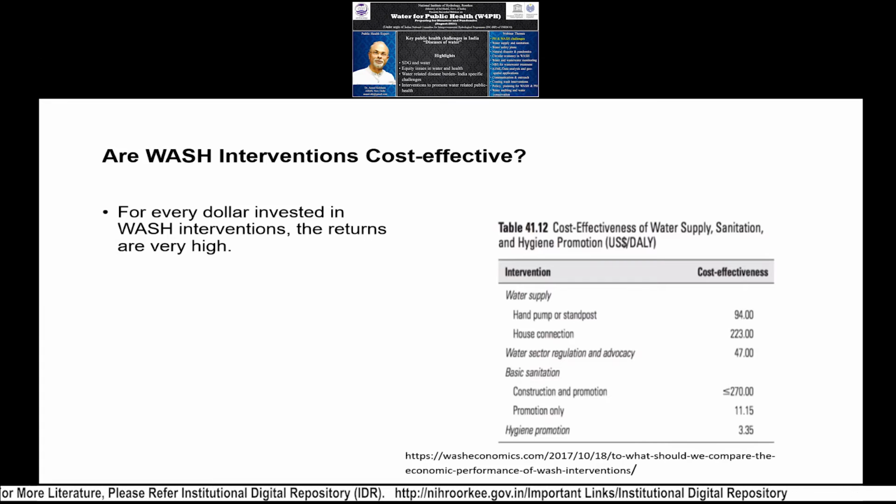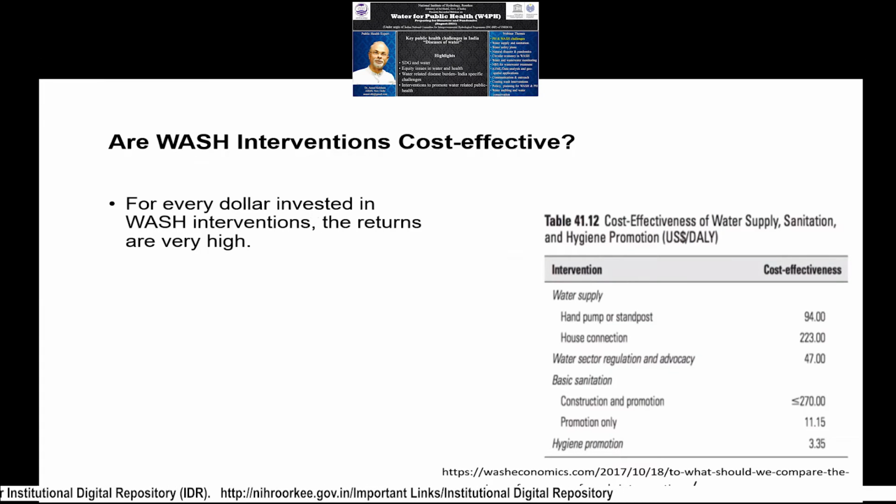We definitely would rate one year of a person's life at much higher than $94, or for that matter, $223. So all of these interventions are highly cost effective, and there is definitely a strong economic case for investing in improving water supply and sanitation.